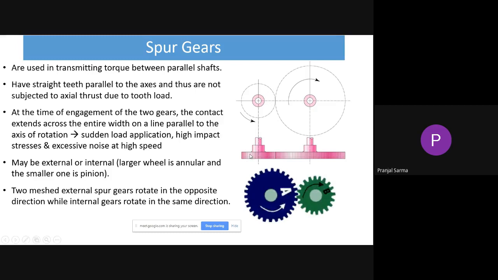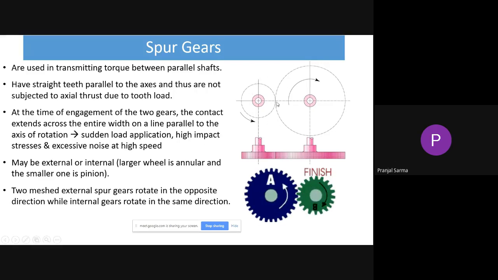Now, how can we know whether it's a spur gear or not, or what kind of teeth we have in the spur gear? Basically, spur gears have straight teeth which are parallel to the axis. That is the kind of teeth they have. So in this particular view, this gear and this bigger gear are in mesh. To ease our task, we are showing them with the help of two circles.